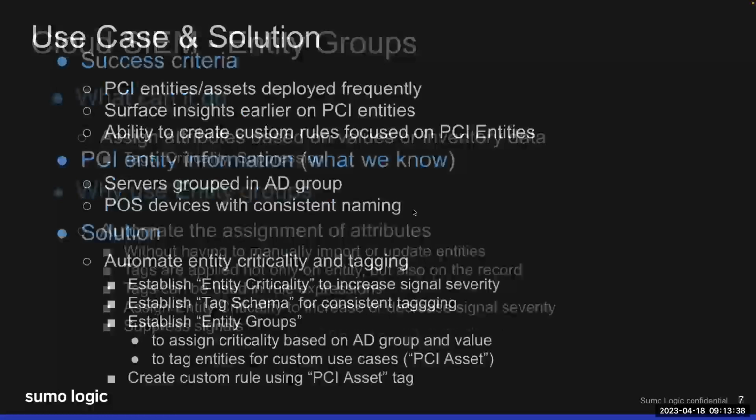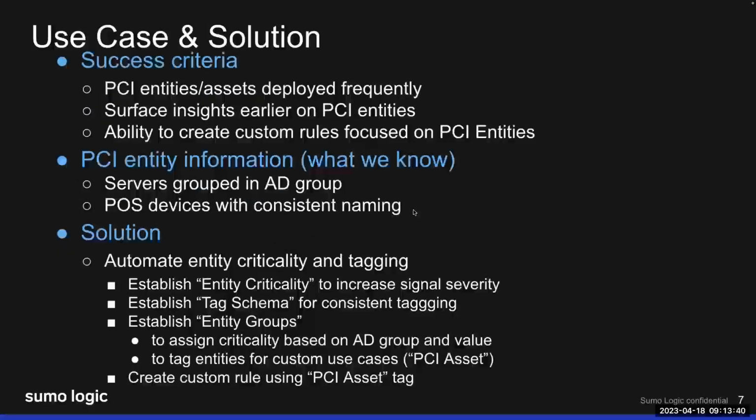Okay. So to cover a use case, I'm going to step through the actual configuration. I already did some pre-configuration so that we have actual data that we can look at in real time. But the common use case is entity criticality. So PCI assets or entities are typically more important to an environment.